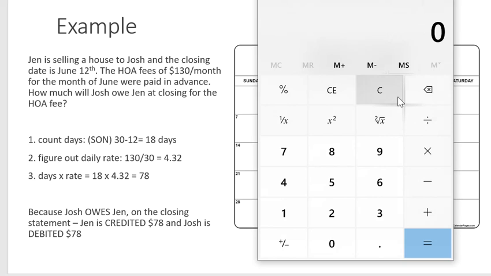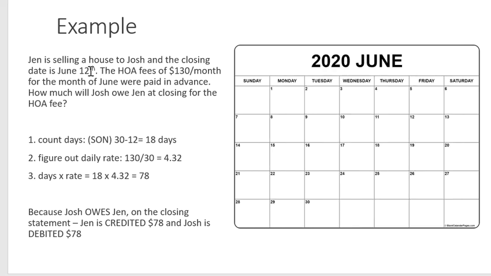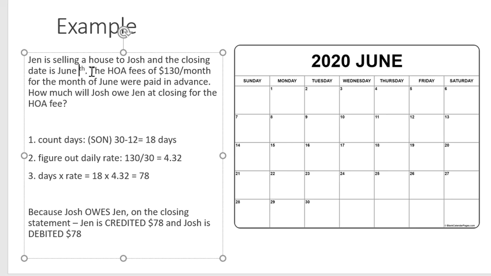All right, so let's pretend that, just switch up these numbers, the closing date is June 22nd. The HOA fees stay the same. We're just going to change up the date. So how much will Josh owe Jen at closing for the HOA fee now? So the steps are the exact same. Count the days.